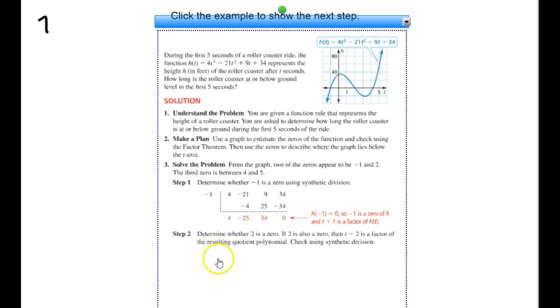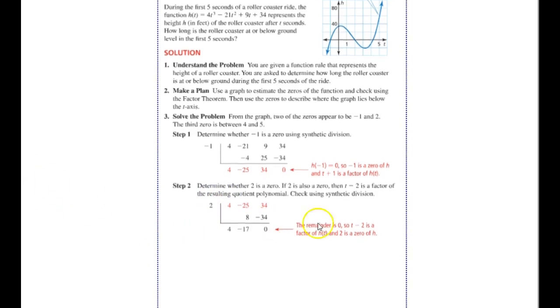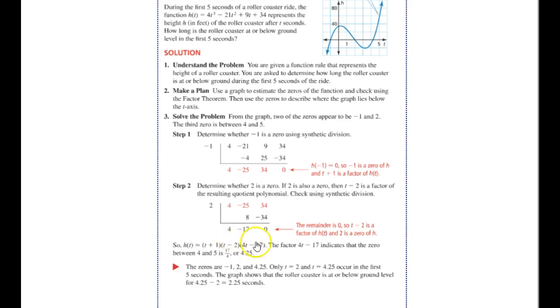So now I can determine if 2 is a 0. And again, I start with my values from above, right, that I found here, and I continue my synthetic division. And again, my remainder is 0, so t minus 2 does work as a factor here as well. So now I have my t plus 1, my t minus 2, and now I'm left with 4t minus 17. Those are the values left.